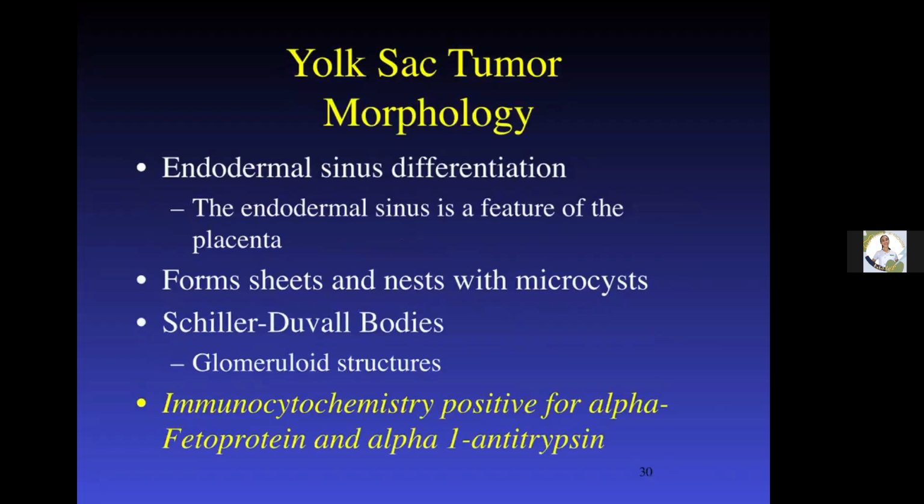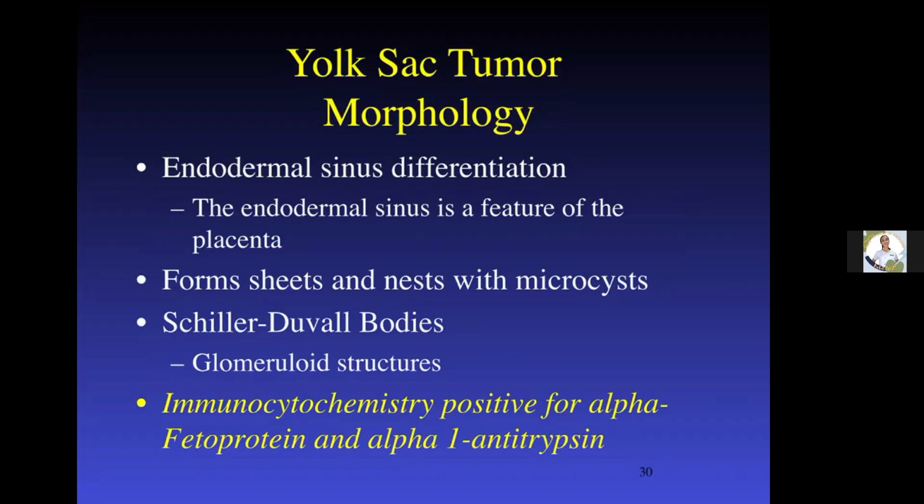Yolk sac tumor will show us a non-encapsulated and homogeneous yellow-white mucinous appearance on gross examination. And on microscopic examination, it will give us an endodermal sinus feature of the placenta.